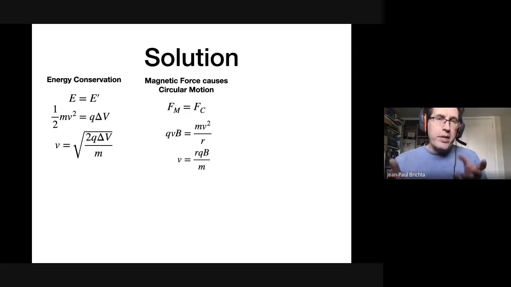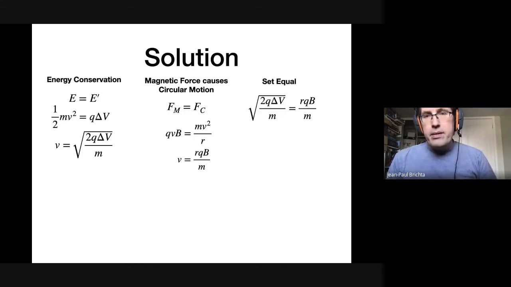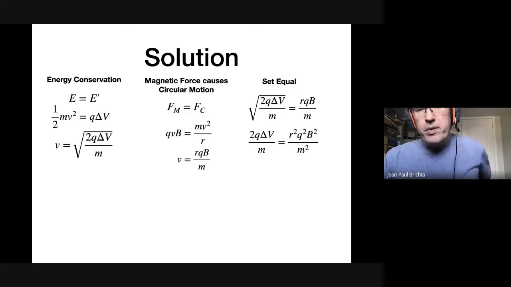So now we have two expressions. One expression for v that came from our energy conservation, and one expression for v that came from our thinking about the magnetic forces. And really, we don't care what that v is, but we know that they have to be the same, because whatever speed it came out of the accelerator with is going to be the same speed that it enters the magnetic field with. So we can set those two equal. And then we're going to isolate for our mass, right? That's the basic idea.